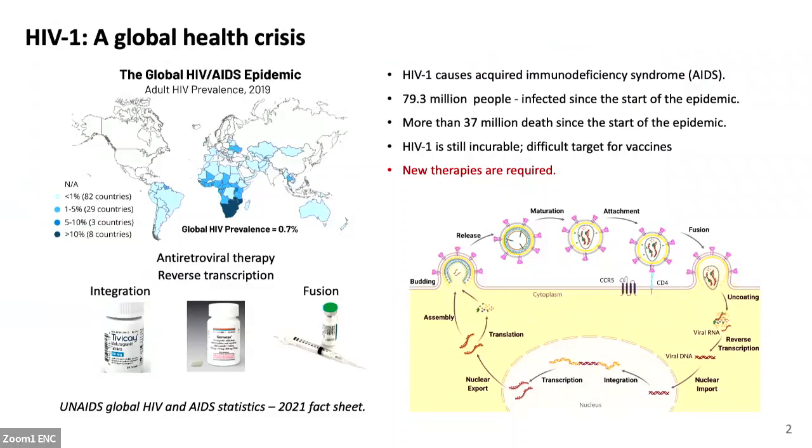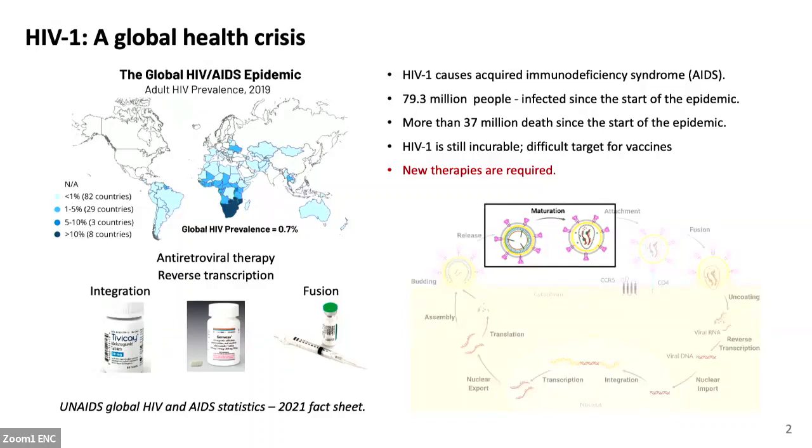In the year 2020, 1.5 million people were newly infected with HIV. Despite years of research, HIV is still incurable and it remains a difficult target for vaccines. So it is essential to understand the structural biology of HIV to improve and develop new therapeutics.